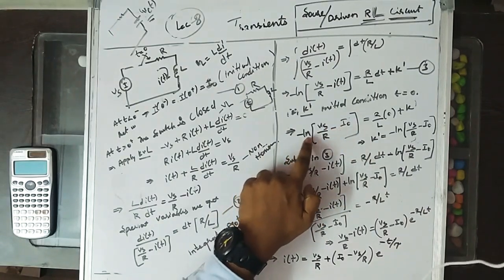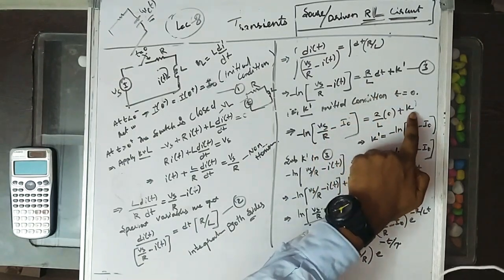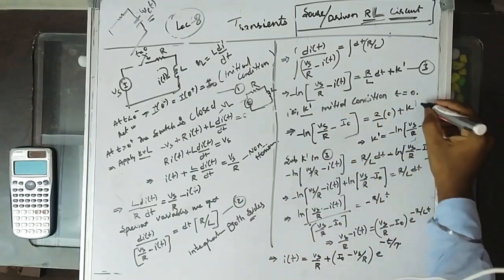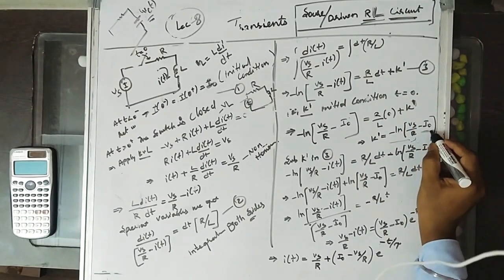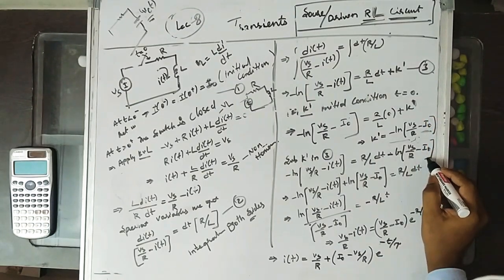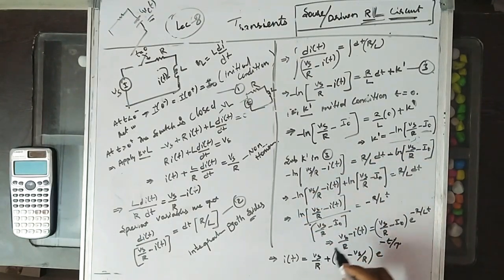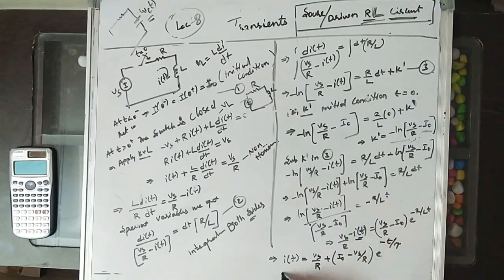Now minus ln (Vs minus I0 R) at t equal to 0 gives k0 as minus ln (Vs minus I0 R). When you substitute k0 into the equation, following the same process, we get i(t). This equation is the final equation you need to know. Now tau equals L by R. So we will analyze this equation now.